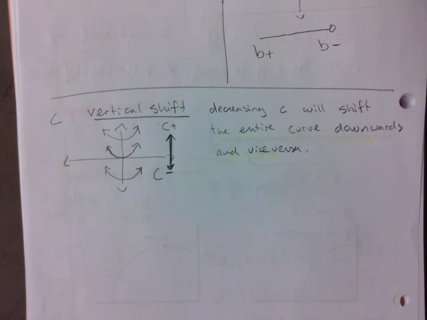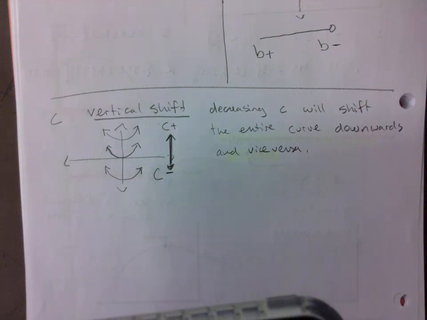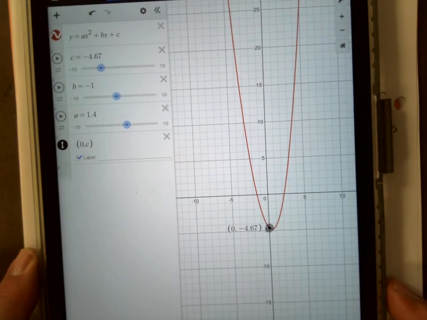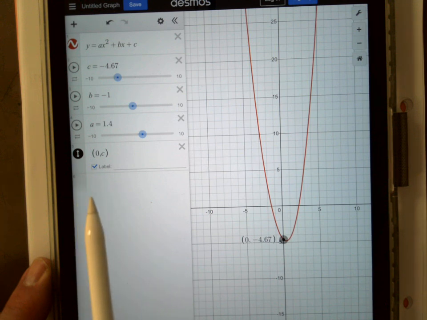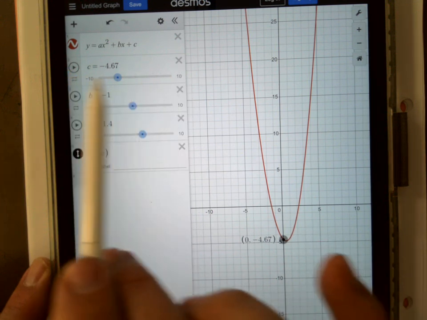Let's see if it doesn't take me too long. I had it ready to go the other day, but sometimes I run out of battery. Oh yeah, I have it ready. Look at that, look at that. So let me just block your view a little bit. So this is just a parabola here that you see. And I will change the value of C. I'll just loop it back and forth.